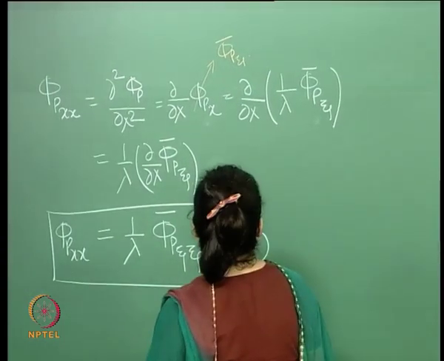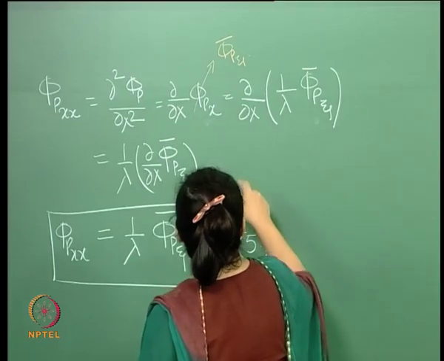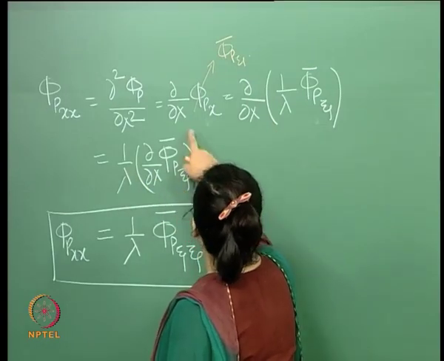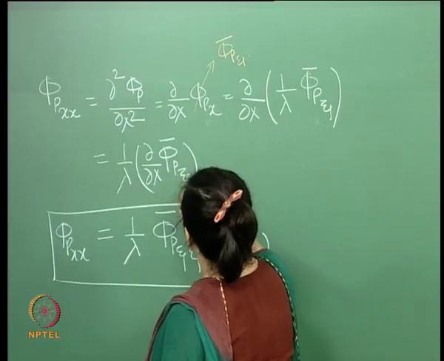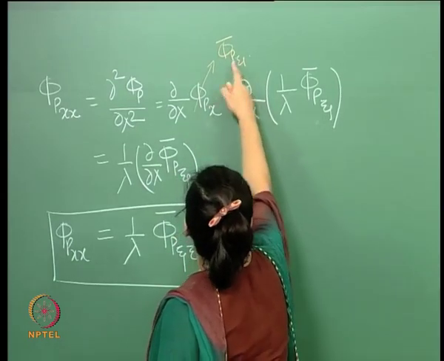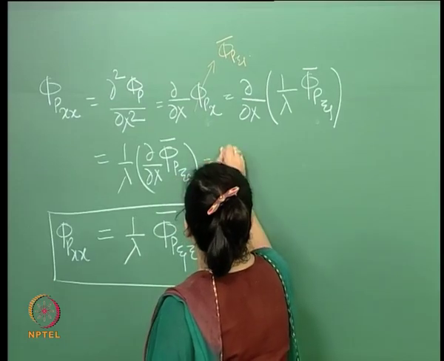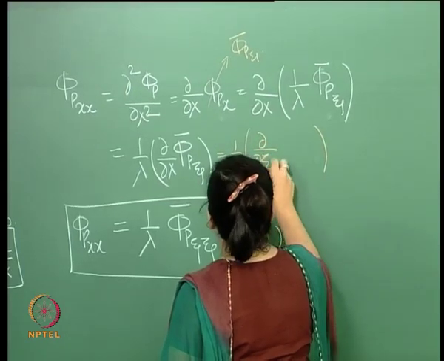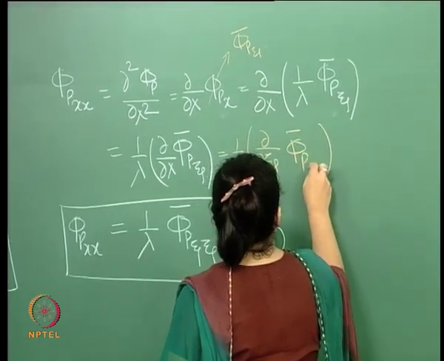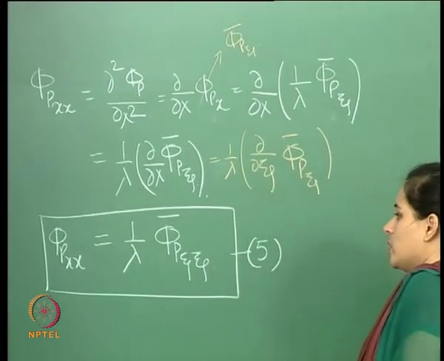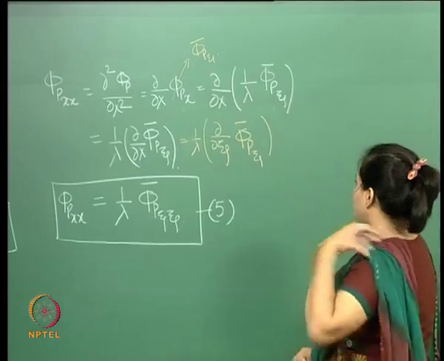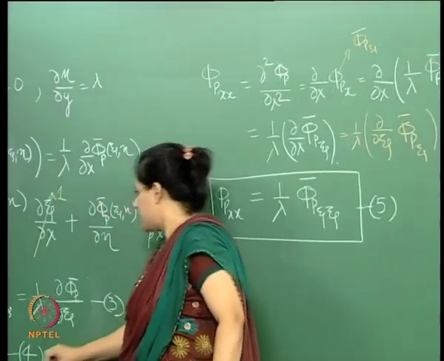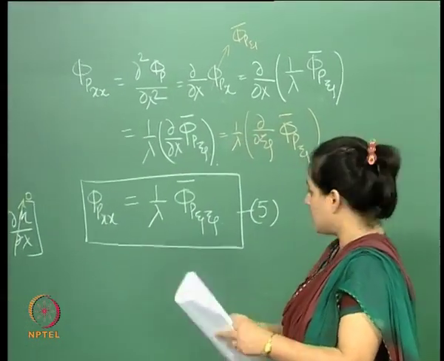Therefore, if you do that, essentially what we have here is that del del x of this is again the same as del del z of phi p z. So you can write that, and therefore what we get is this relationship for the second order derivative.